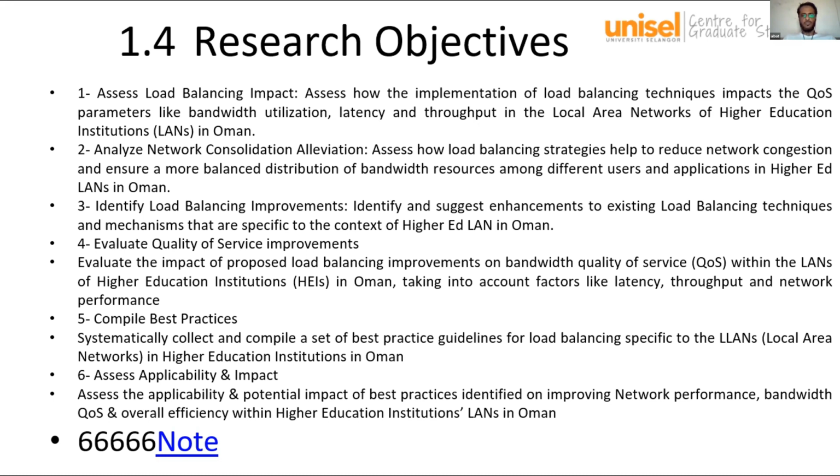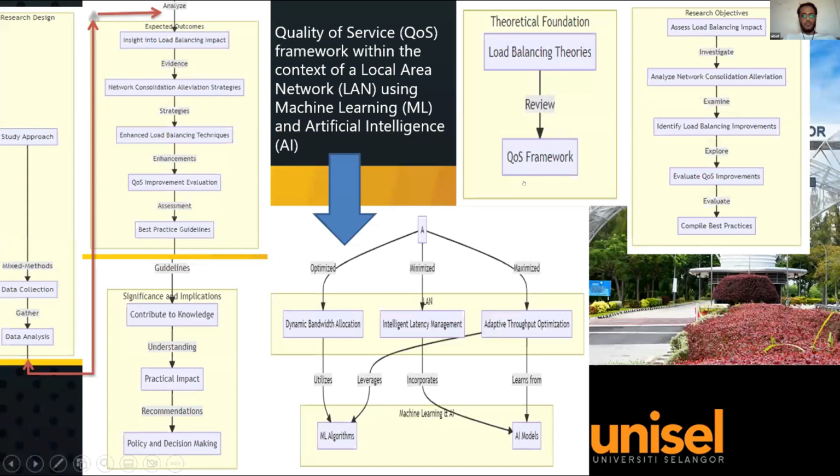Evaluate quality of service improvement: evaluate the impact of the proposed load balancing improvements on bandwidth and quality of service within the LANs of higher education, taking into account factors like latency, throughput, and network performance. Compile best practice: systematically collect and compile a set of best practice guidelines for load balancing in local area networks. Assess applicability and potential impact. So from the research objectives, we have other diagrams. We can talk about them later on if we have time.